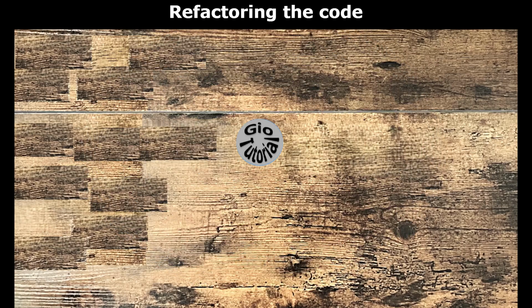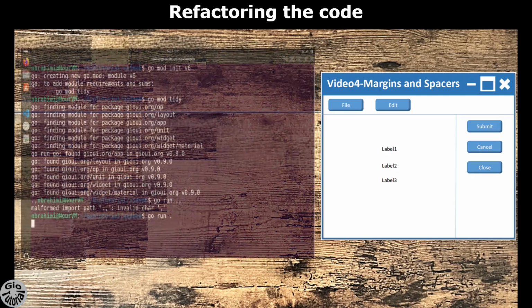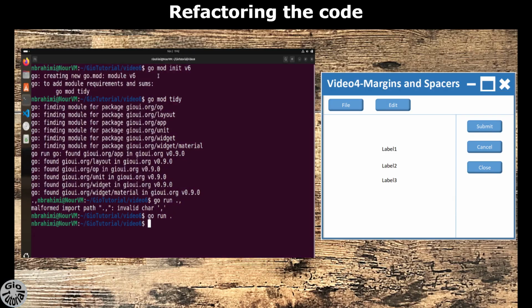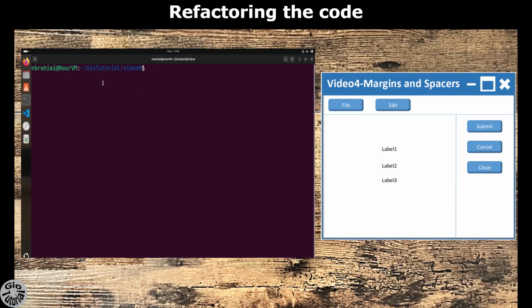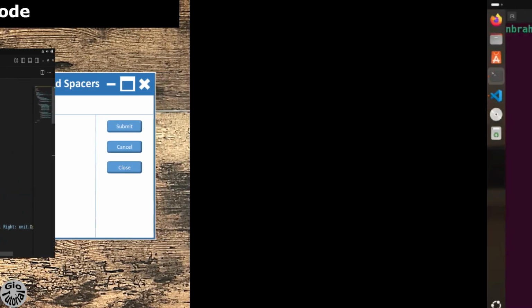Hi everyone, the window we built in video 4 looks great, but the code behind it, not so much. In this video, we're going to refactor that Gio code. The goal isn't to change how the window looks or behaves, it is to make the code cleaner, more organized, and easier to read and maintain.